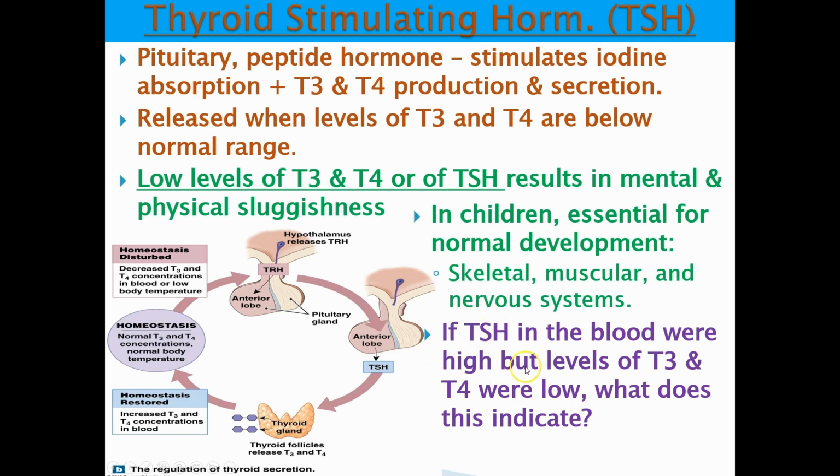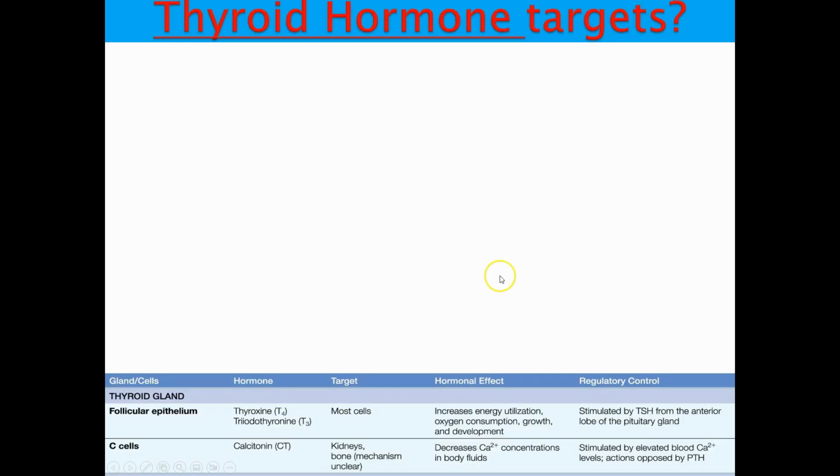But this would indicate that the thyroid gland has a TSH receptor issue. So the thyroid gland has some issue responding to thyroid stimulating hormone. Okay, so understand it's probably some issue with the thyroid gland just not responding to that hormone. That's why TSH is high, but T3 and T4 remain low, because it's literally not responding. So those are the concepts that you need to be able to work through and understand.